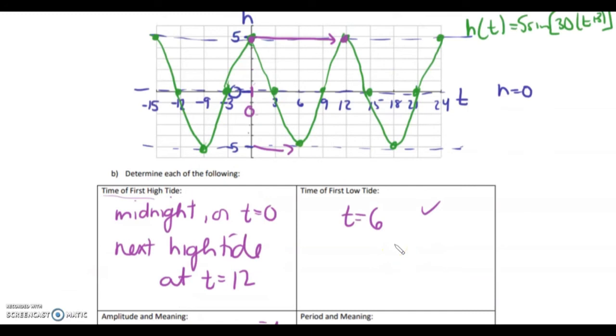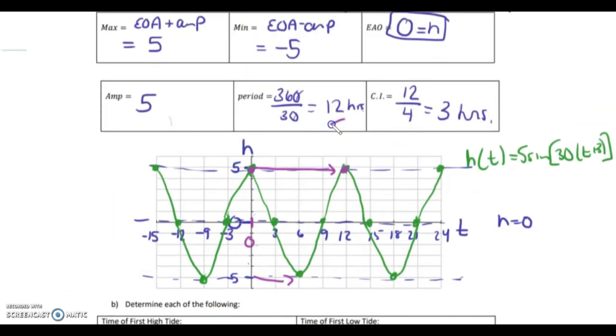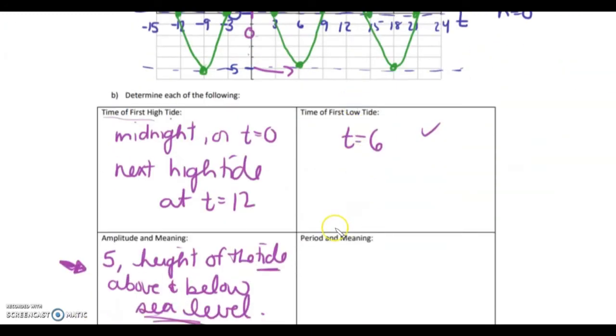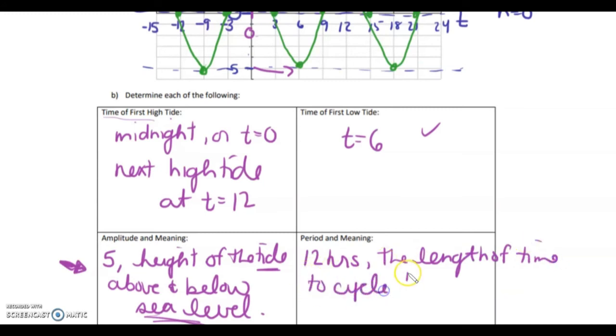Okay, and looking at this, the period, we said was 12 hours. Okay, so the period is 12 hours, which means the length of time to cycle through from, for example, high tide to low tide and back to high tide.